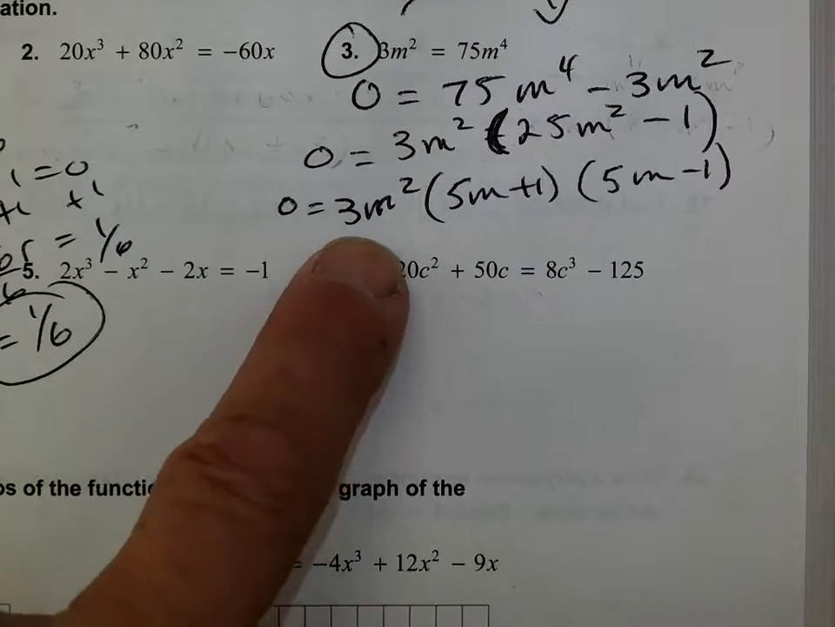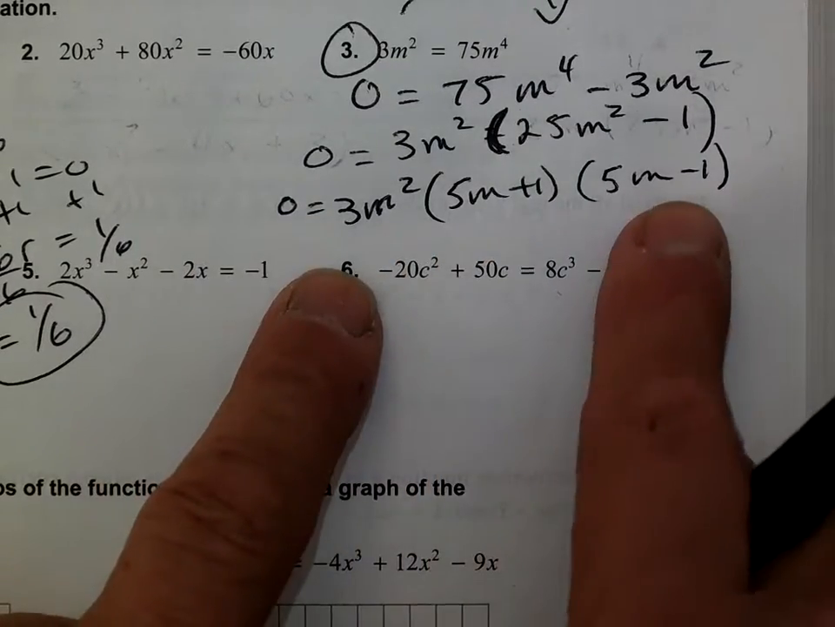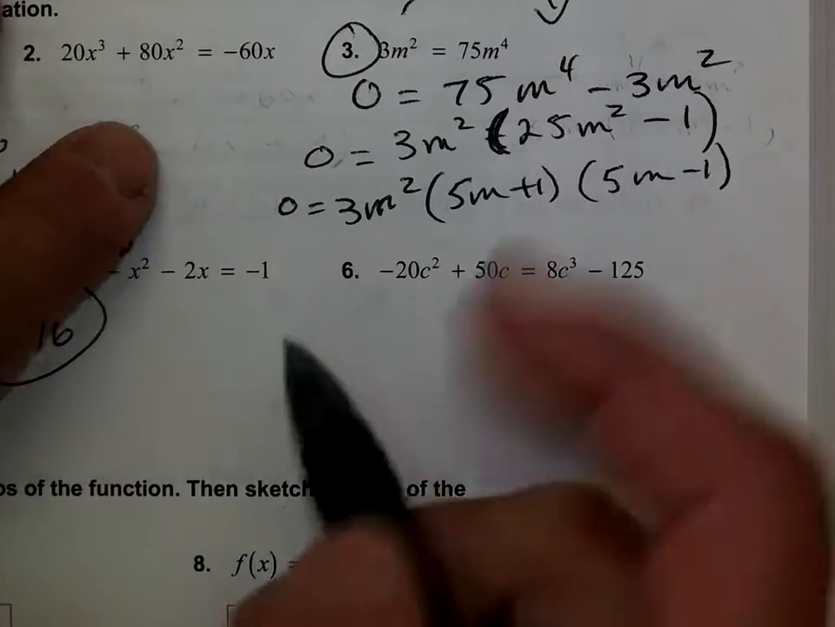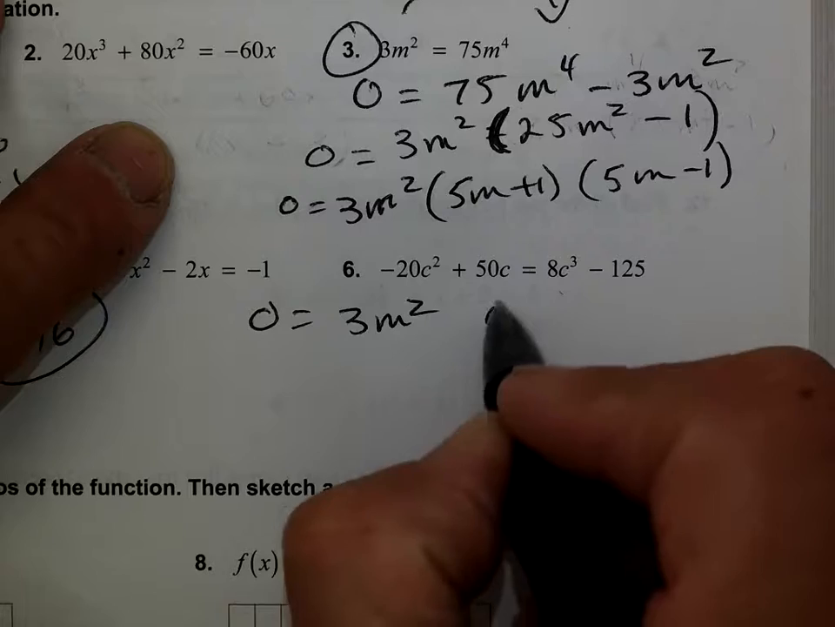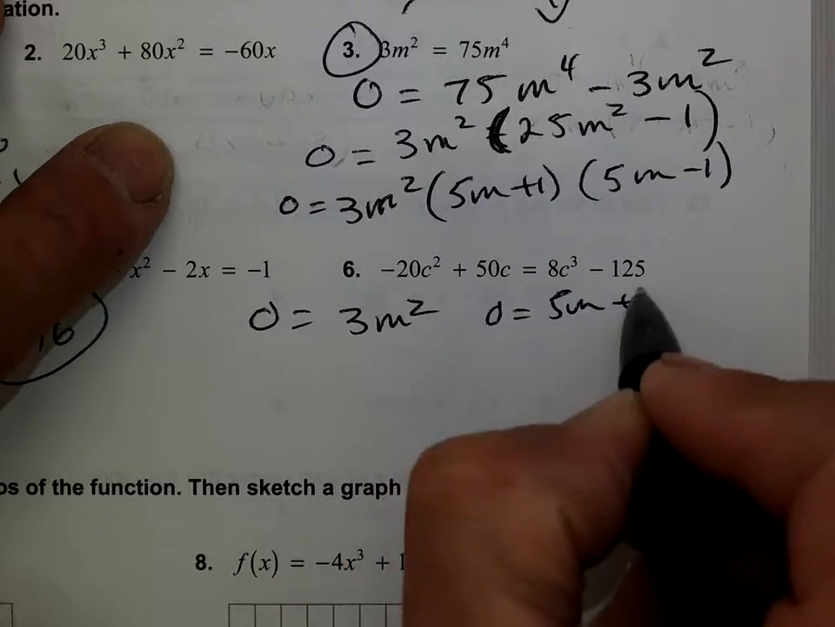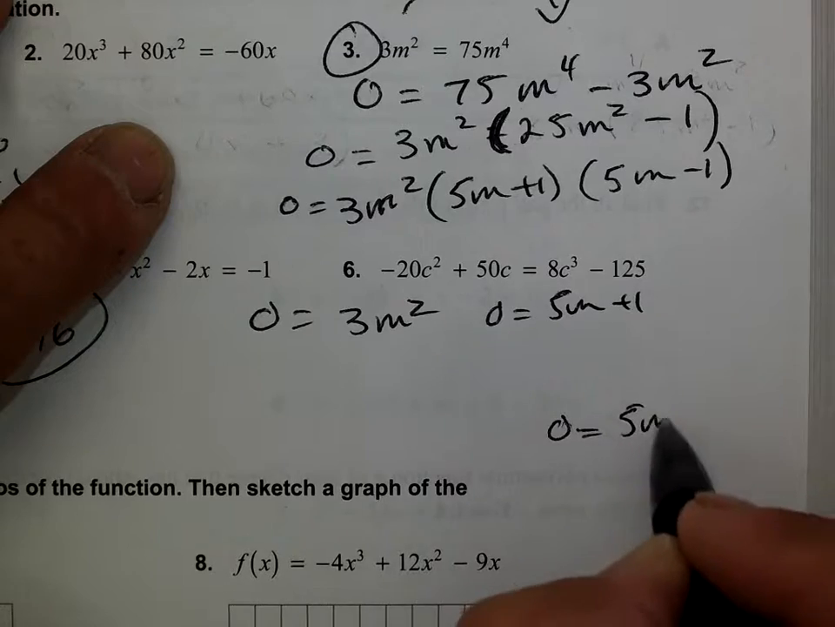So I'll take my 3m squared, set it equal to 0, 5m plus 1, set it equal to 0, and my 5m minus 1, set it equal to 0. So I'll do that down here. 0 equals 3m squared. I'll have 0 equals 5m plus 1. And I'll squeeze the other one down here. 0 equals 5m minus 1.